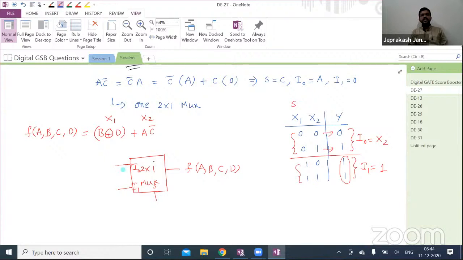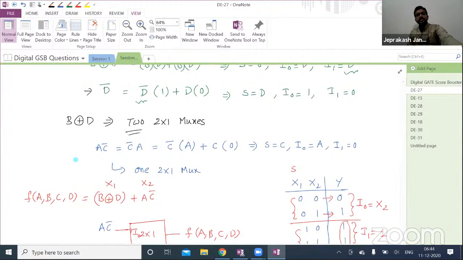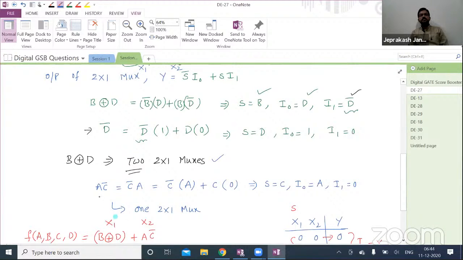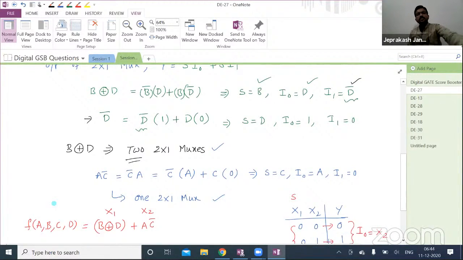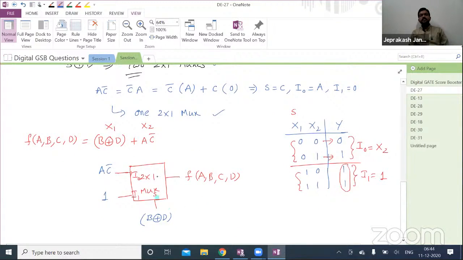So here, for easy understanding, I have considered x1 as the selection line, that is nothing but B exclusive OR D. Here the I0 value is x2. x2 is nothing but A into C bar. And the I1 value is 1. So if you observe here, for implementing B XOR D, you require 2 2 by 1 muxes. For implementing A C bar, you require 1 2 by 1 mux. For implementing this logical OR operation, you require one more 2 by 1 mux. So just add all those: 2 plus 1 plus 1. That means you require 4 2 by 1 muxes for implementing the given function.